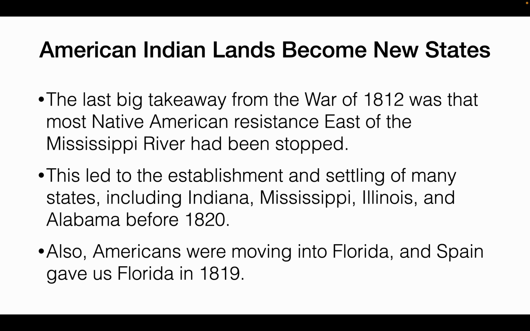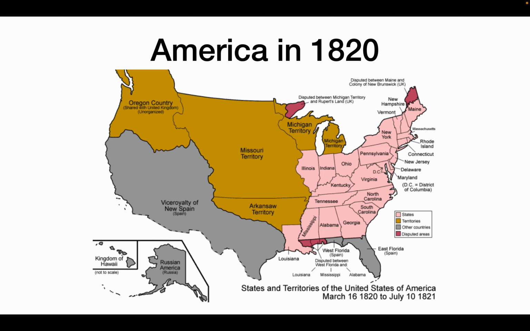Also, Americans were moving into places like Florida, and eventually Spain gave us Florida, or we bought Florida, in what's called the Adams-Onis Treaty of 1819. So this is what America looks like in 1820. We are expanding at this point.